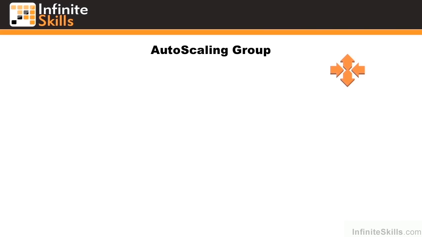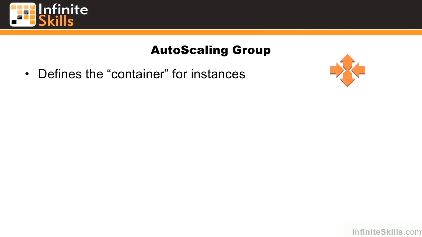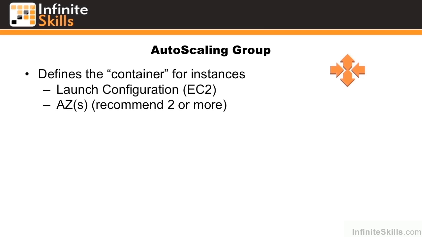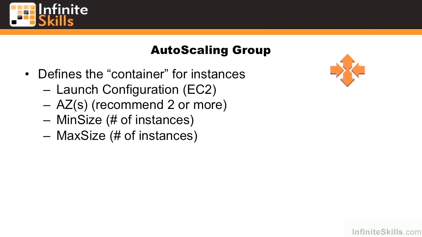The AutoScaling group itself defines the container for instances. This includes the launch configuration that you just specified, the AZs, we recommend 2 or more, the minimum size of the AutoScaling group, which is the minimum number of instances that it will contain, and the max size, which is the maximum number of instances that it will contain. Regardless of what happens inside of your AutoScaling group, you'll never go below your min size, and you'll never go above your max size.